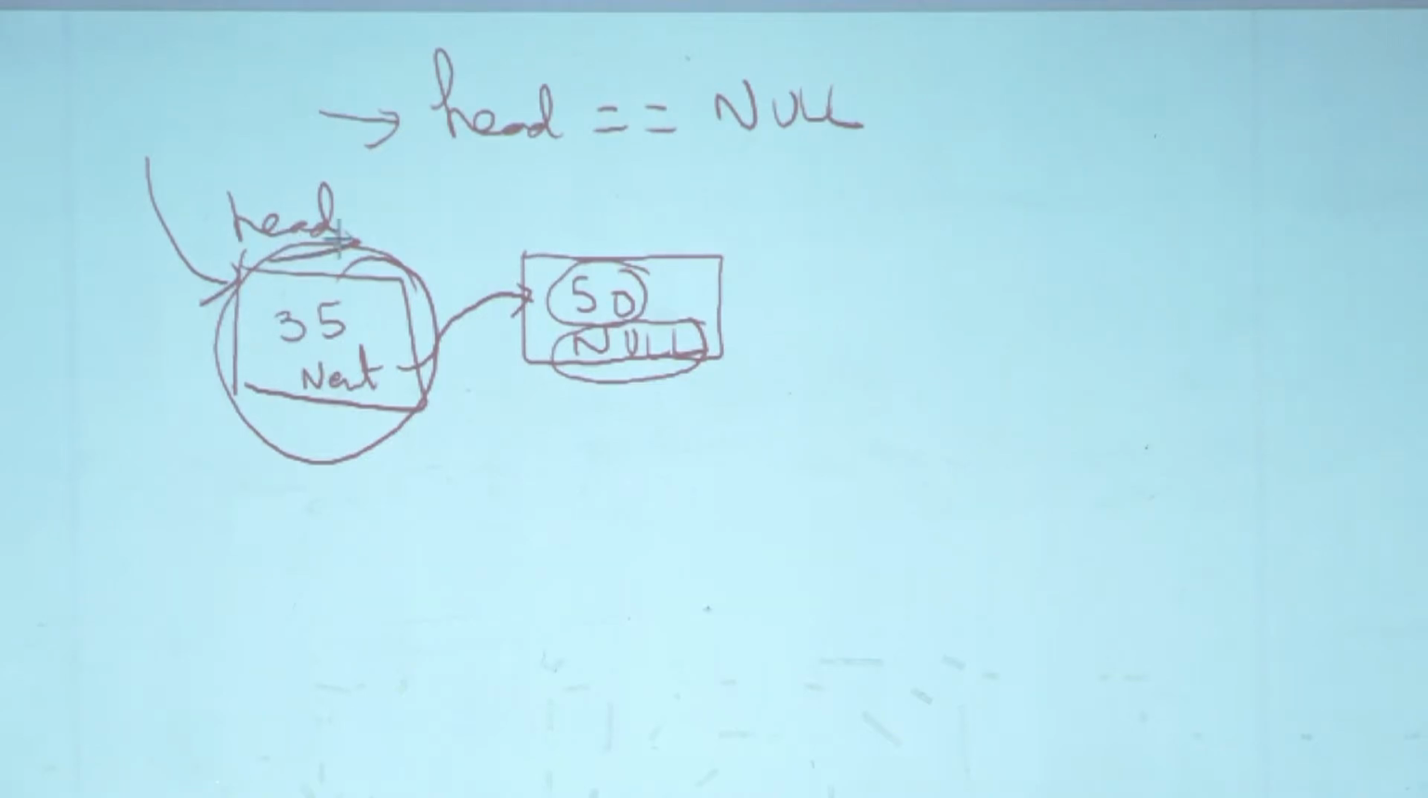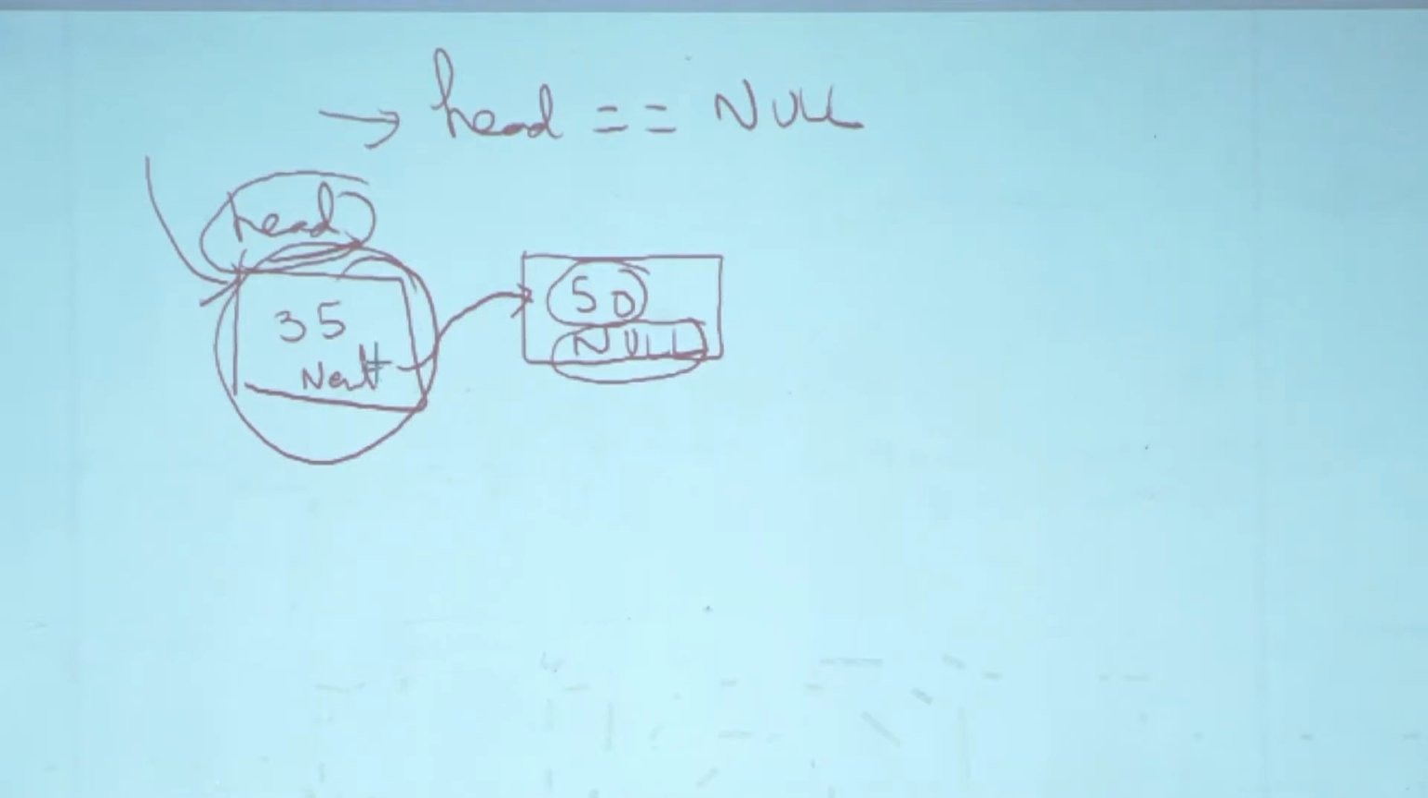And my head is also going to alter. My head is going to become this. So a new head is going to be returned every time I add a node. The head is going to change. And the function which adds a node is going to give me a new head pointer.